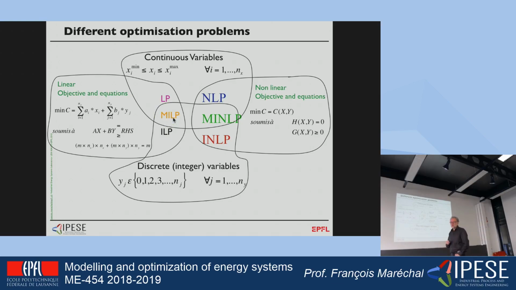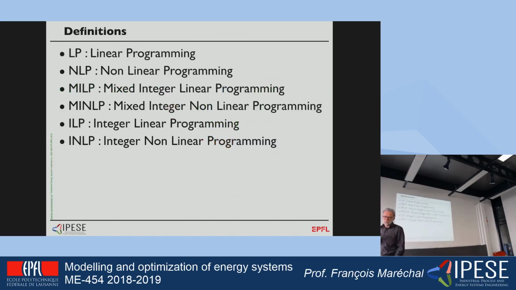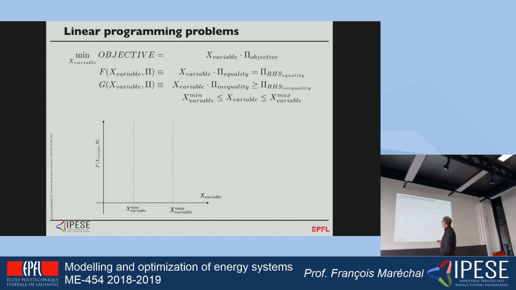Now, if some of the constraints or some of the objective function is nonlinear, it can be quadratic or even more complex, then the problem becomes a nonlinear programming problem. And if you have integer variables, then it can be mixed integer nonlinear programming problems or integer nonlinear programming problems. So those are all the terms that are needed. And for each of those types of problems, there will be specific methods to solve it. Okay? Let's start with the first step, the linear programming problem.